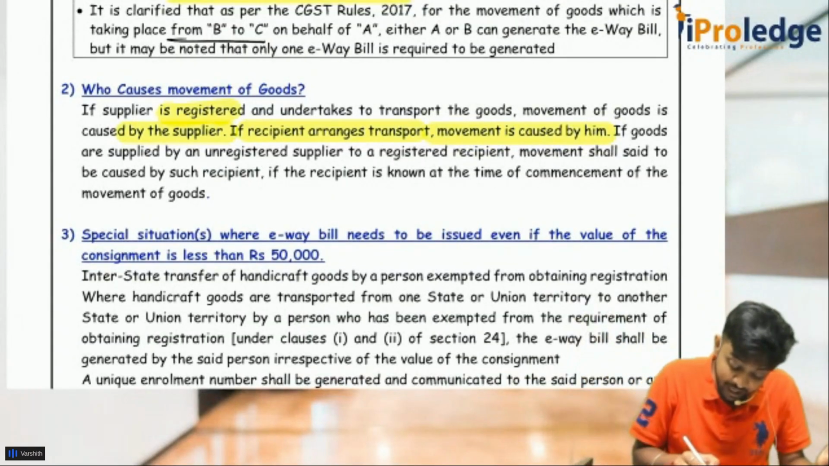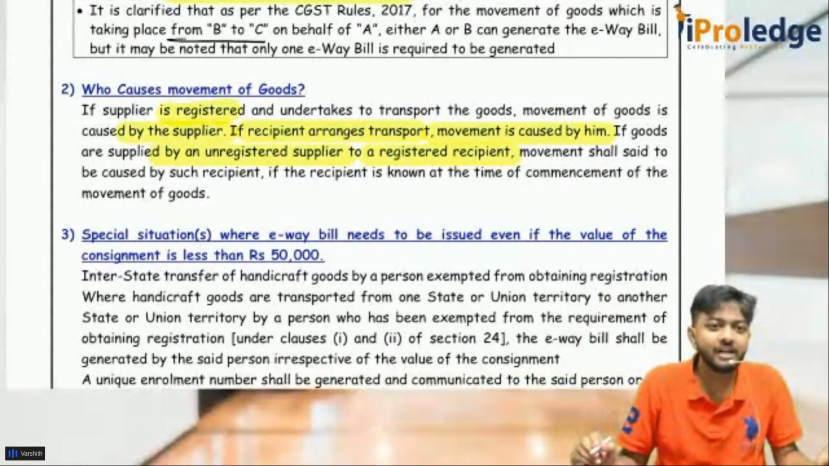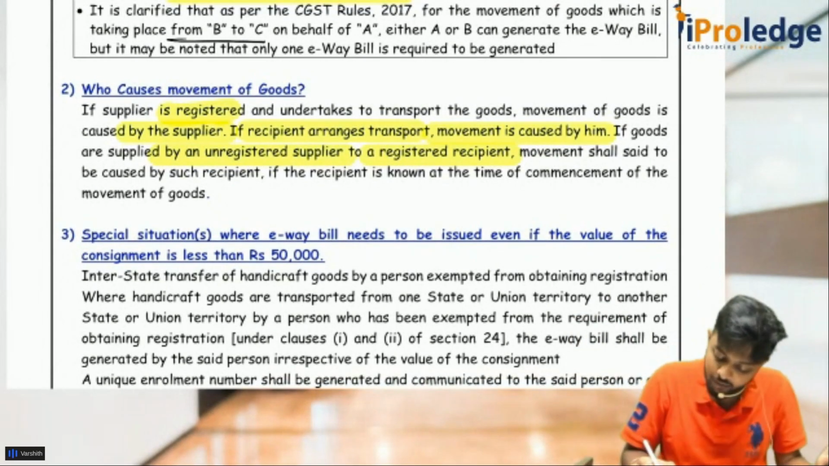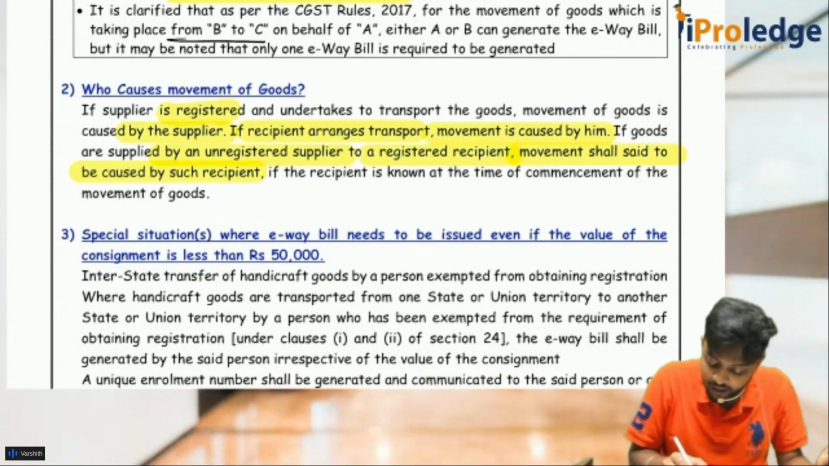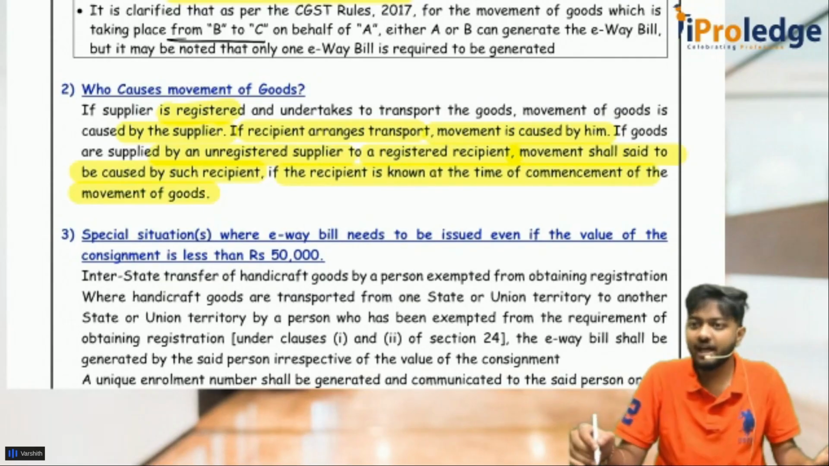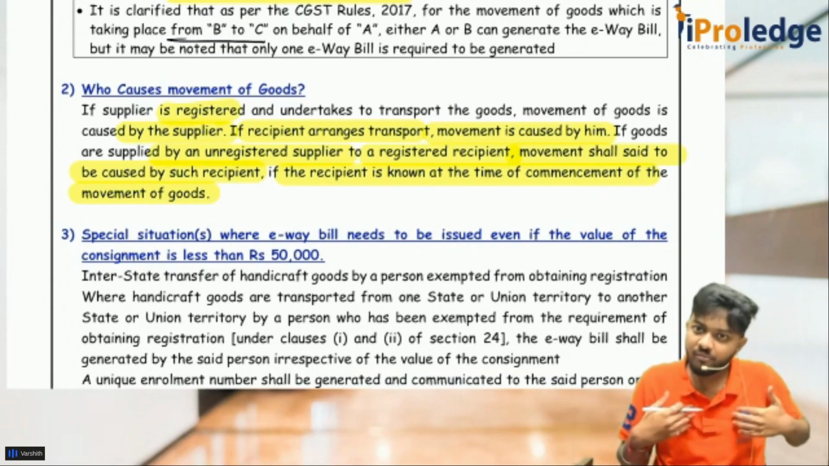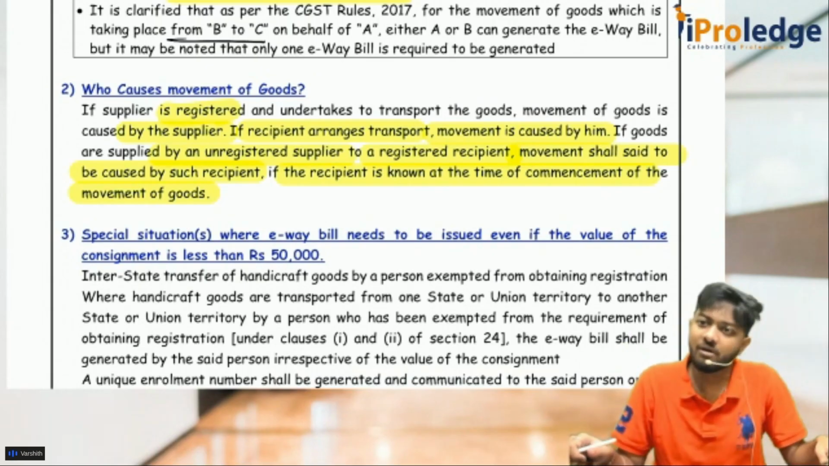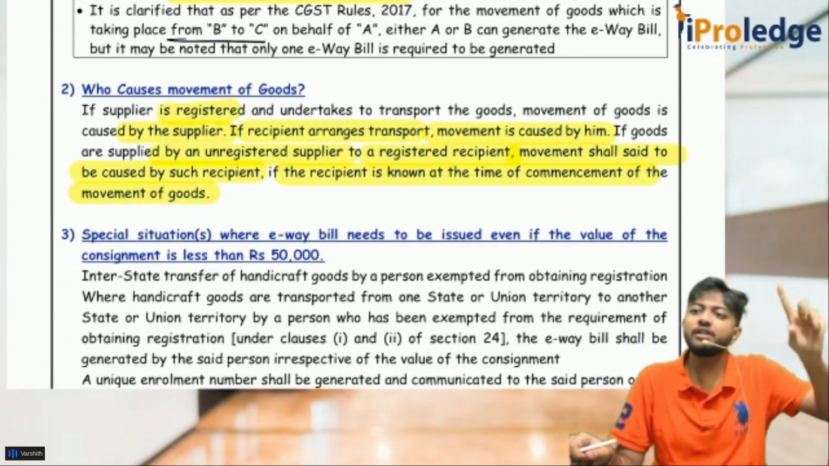If goods are supplied by an unregistered supplier to a registered recipient, then who should generate the e-way bill? They have told that the movement shall be said to be caused by such recipient, if the recipient is known at the time of commencement of the movement of goods. In that case, where supplier is unregistered and we are registered, me being the recipient, I will generate the e-way bill. Clear? Basically, the idea is who is causing the movement?